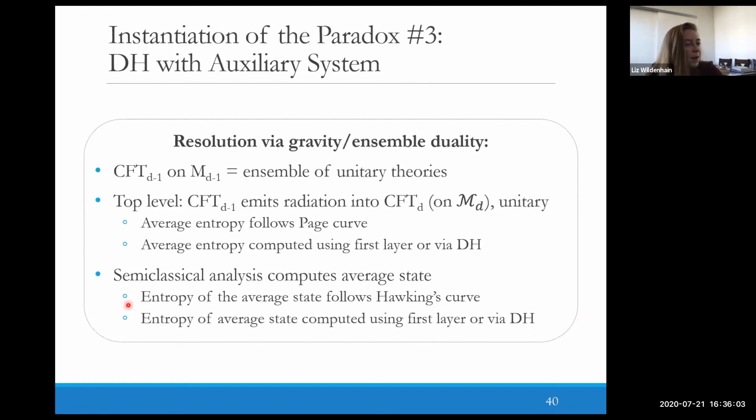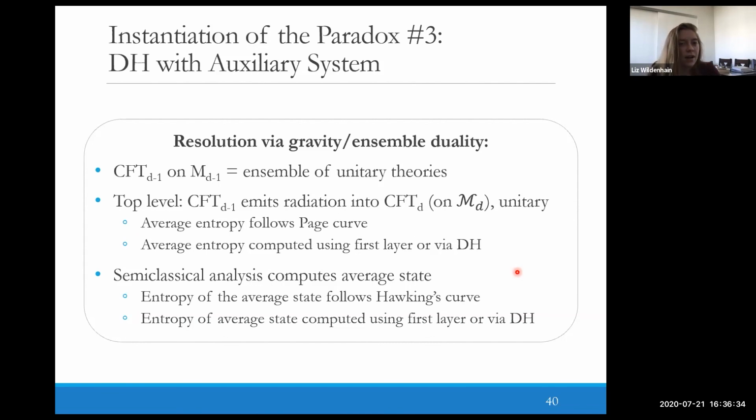the claim is that the semi-classical analysis computes the average state, and then the entropy of the average state follows Hawking's curve. But now again, we have two different ways to compute that. We can use just the first level, or we can look at the second, the bulk dual and the doubly holographic bulk dual, applying that RT prescription for brane worlds. So again, a possible resolution of the problem is to assume gravity ensemble duality.